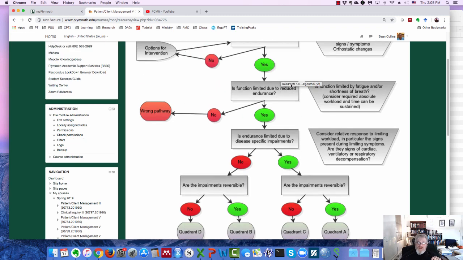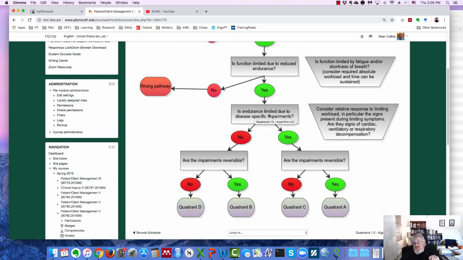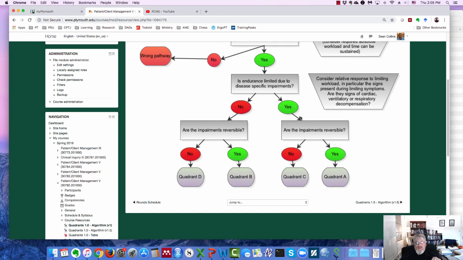Assuming that this is basically asking, can they sustain? And if they can't sustain, then is it due to a disease-specific impairment? Is this due to something to do with the cardiovascular and pulmonary system? That's what that's asking there. Now, if it's not due to the cardiovascular system, then it does ask the question, are they reversible? And if it is the cardiovascular system, then it also asks whether it's reversible. But this is kind of a step that we're sort of eliminating at this point. This is a really big difference between the current Quadrant 2.0 and this model here.